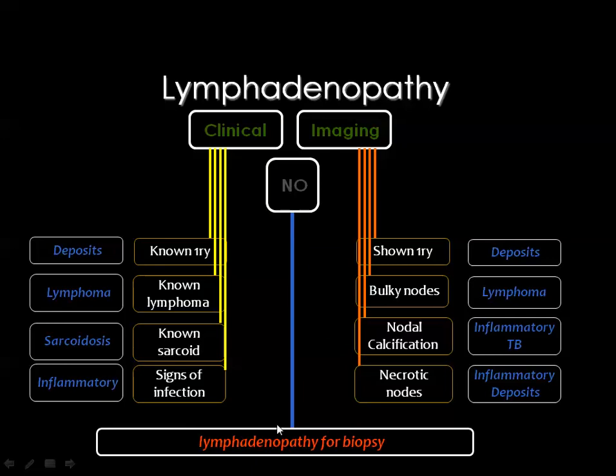If you do not have suggestive clinical data or suggestive imaging findings, you just say in the report: this is lymph node pathology, and the best way for evaluation is to go by a biopsy to confirm the diagnosis.